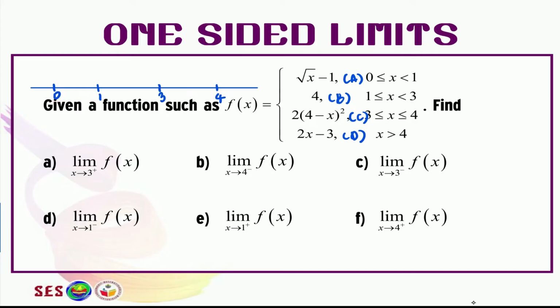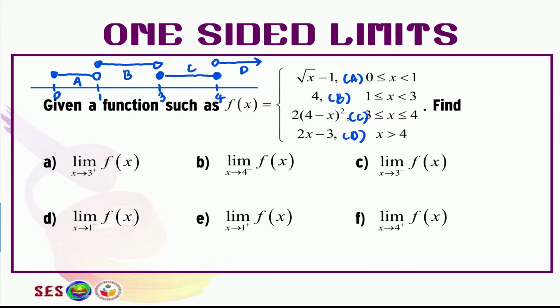From 0 to 1, function A will be here. Make sure to label include and not include from here. And then from 1 until 3, function B. 3 to 4, function C. And lastly, after 4, function D. Now let's try to answer these questions.